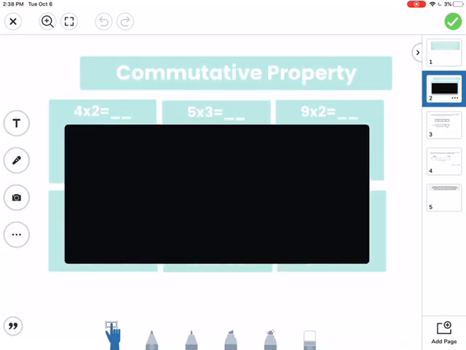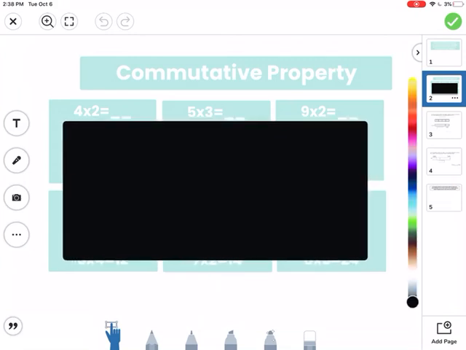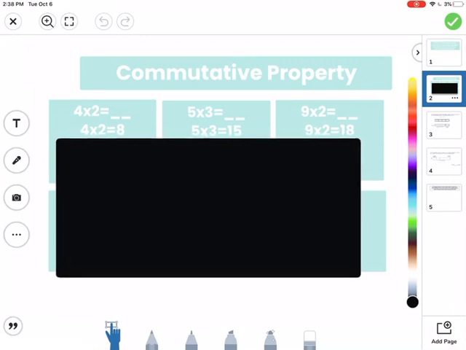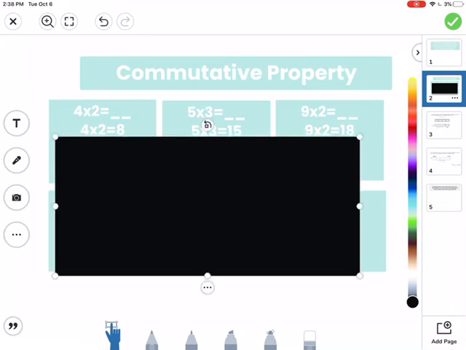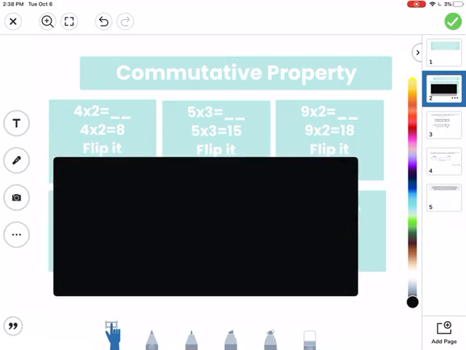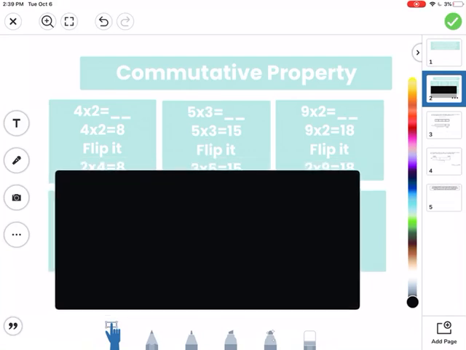So we're going to talk about the commutative property, something that's real important and something we need to review. So let's review it a little bit. We have 4 times 2 equals 8. We can do this by holding up 4 fingers and skip counting 2, 4, 6, 8. And if we wanted to flip it, what would we have? Right, 2 times 4, which also equals 8.